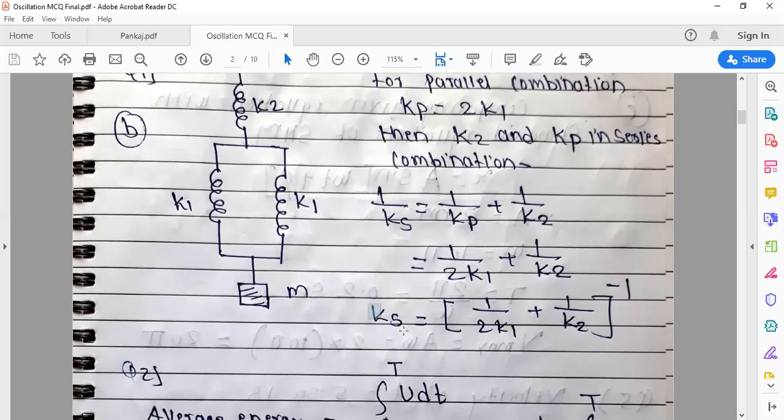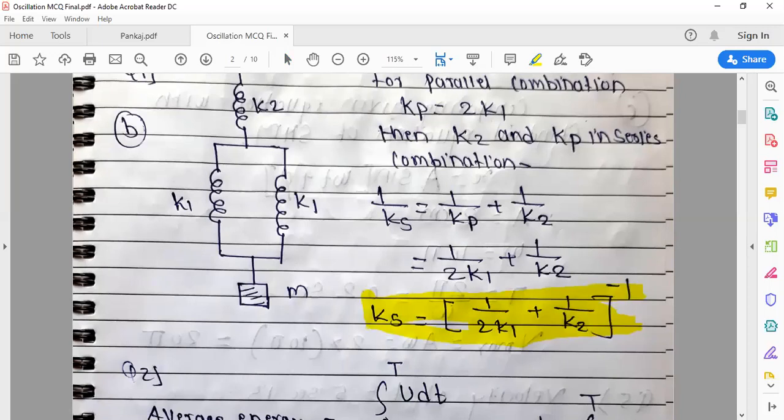In the 4 MCQ options, there is some mistake, the minus 1 is not there, so be careful. The correct value of this resultant force constant is Ks is equal to 1 upon 2K1 plus 1 by K2.